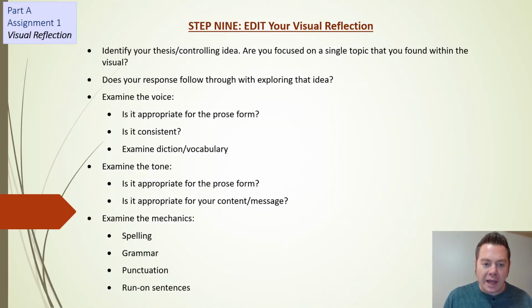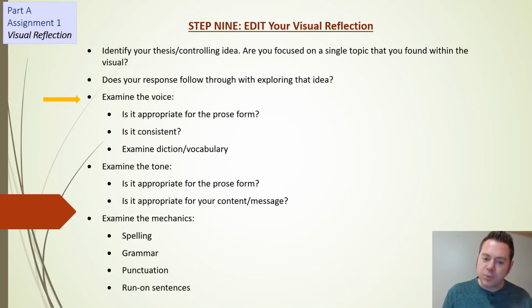Now, as part of your editing, you want to go back and just ensure that you truly are focused on your thesis or controlling idea, and that it's just a single one, that you're not trying to do too much or explore more than one topic or issue. And you want to ask yourself, is my response really following through with exploring that idea, or is something incomplete or left out? Is there some random stuff tossed in that you need to pull out of your response? Make sure it's focused.